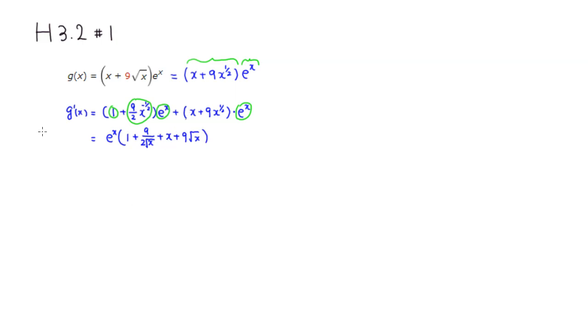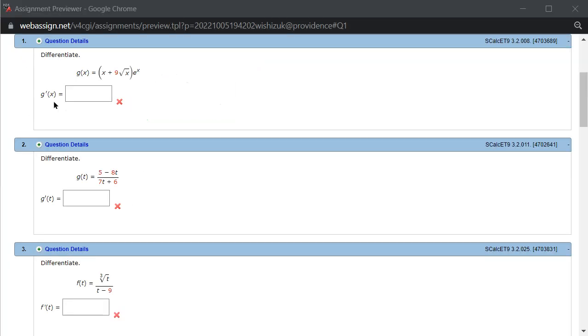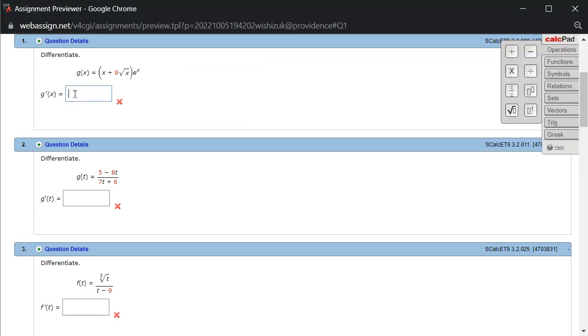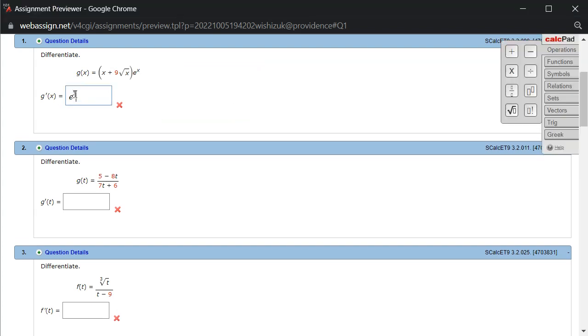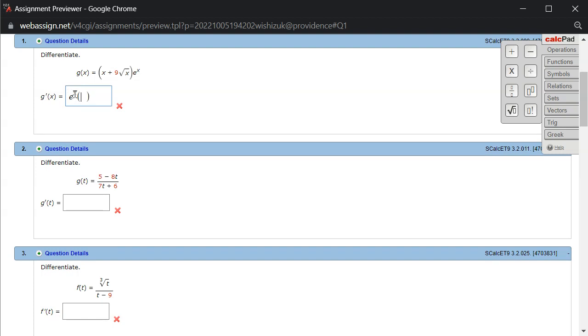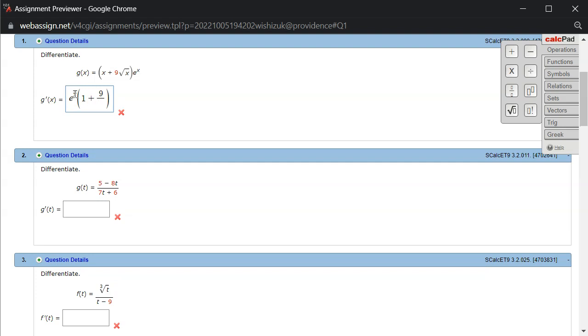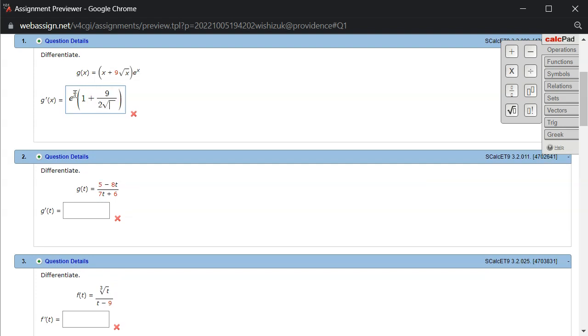Let's type it in. We got e to the x times the quantity 1 plus 9 over 2 square root of x plus 9 square root of x. Let's check the answer.